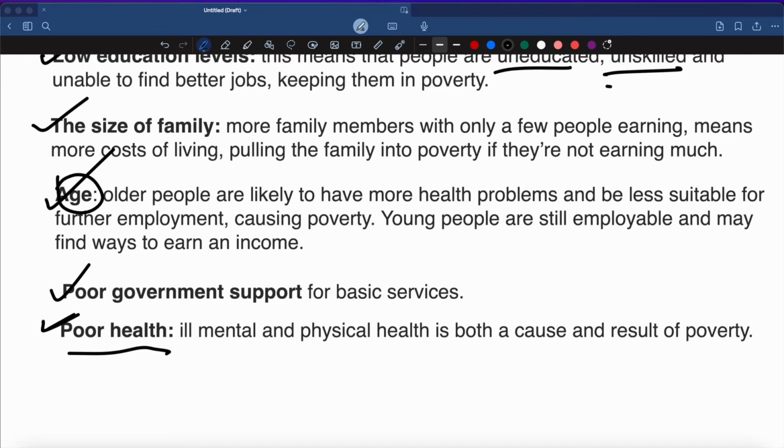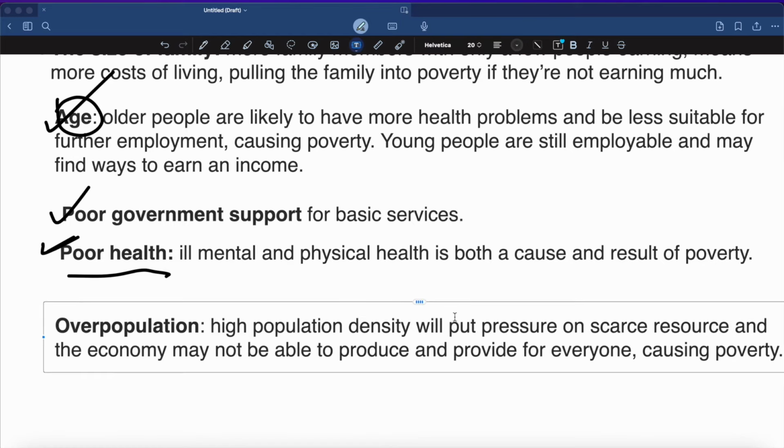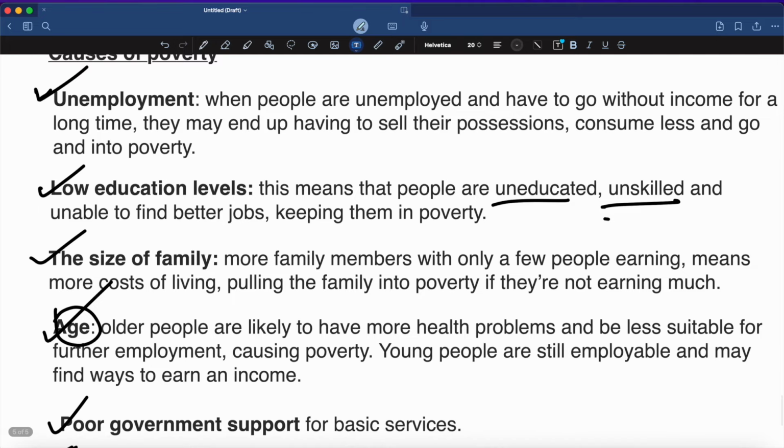Another one is overpopulation, and you might have already known this through general knowledge. It's very difficult for a government to handle a population of such a big size, and a high population density means a lot of pressure on scarce resources. Therefore the economy may not be able to produce for everyone. Or if they do produce, they produce at very high prices because they only give to the people who are able to pay. So the people who can't afford it will go into more poverty. Those are some of the reasons why poverty is caused.